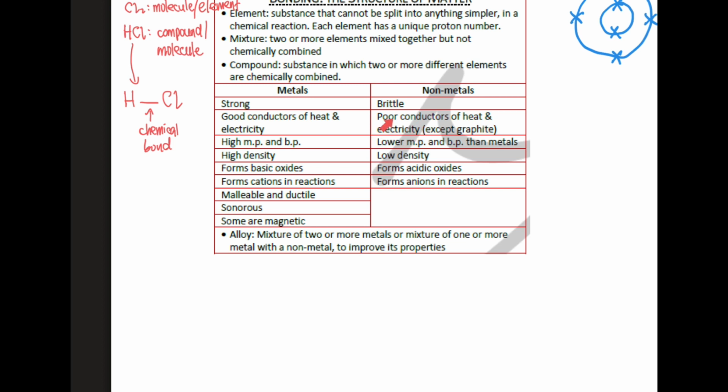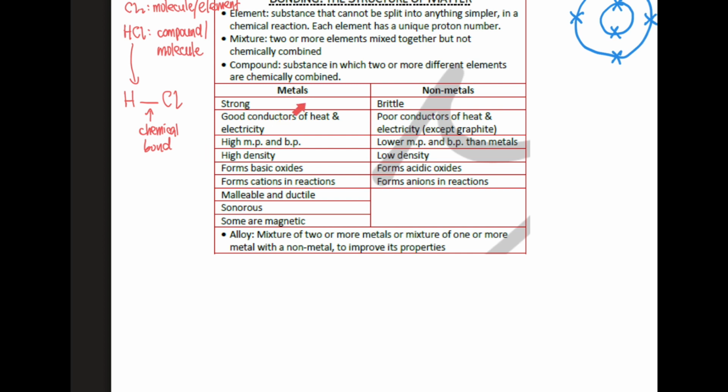For example, oxygen cannot conduct electricity. Plastic cannot conduct electricity also. Except graphite: graphite is a non-metal, but it can conduct electricity. Graphite is a black colored substance. We will learn this later in electrochemistry.